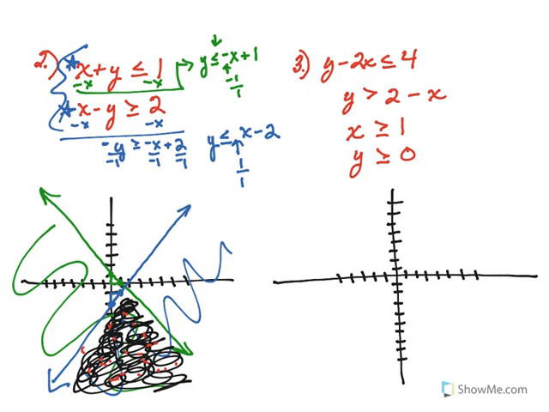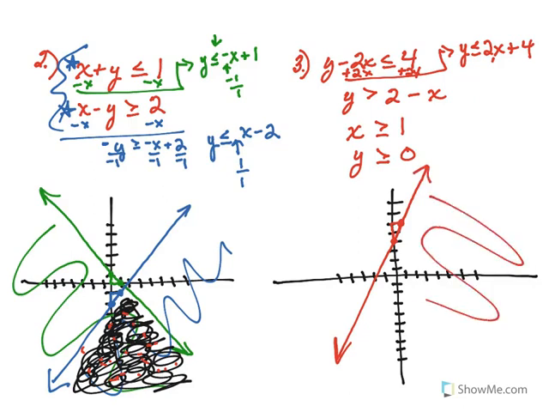So starting with this one, I'm going to add 2x, I end up with y is less than or equal to 2x plus 4. So that is going to give me 1, 2, 3, 4. That's my y-intercept. I'm going to now rise 2, run 1 for my slope. It's a solid line because it is less than or equal to. So here we go. And I'm going to shade below.